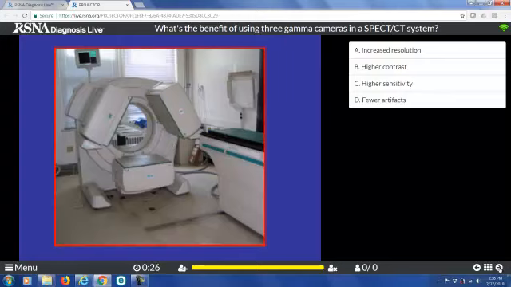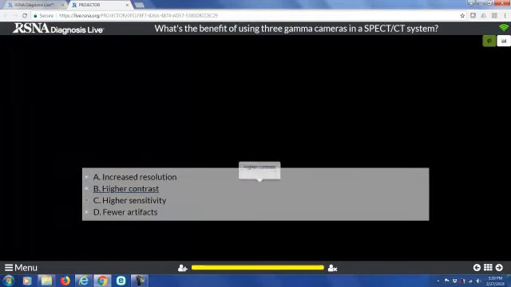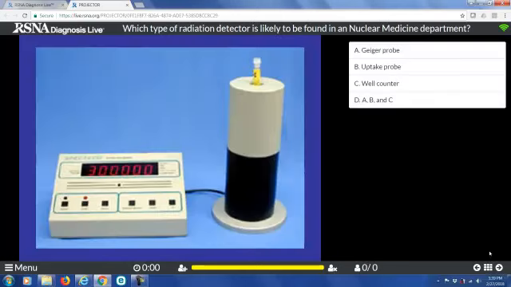Pause your videos, and if you said higher sensitivity, you would be correct. With 3 gamma cameras compared to 1, you're going to get 3 times as many counts in a given time. The resolution and contrast don't change, and actually when you have multiple detectors, you're more likely to get artifacts rather than less likely to get them.